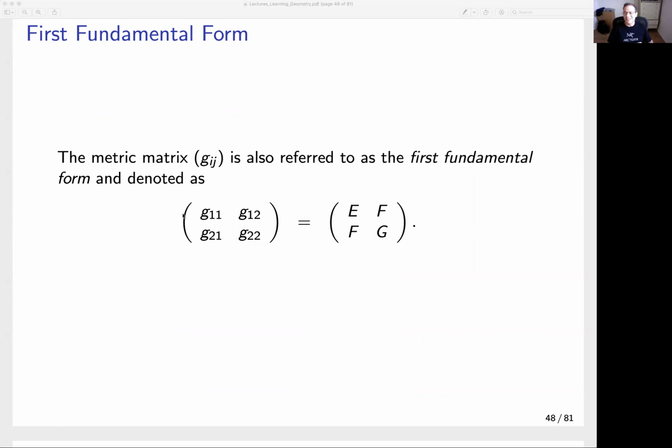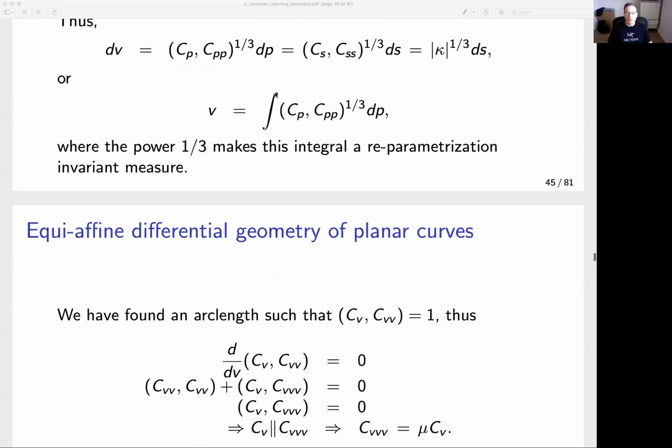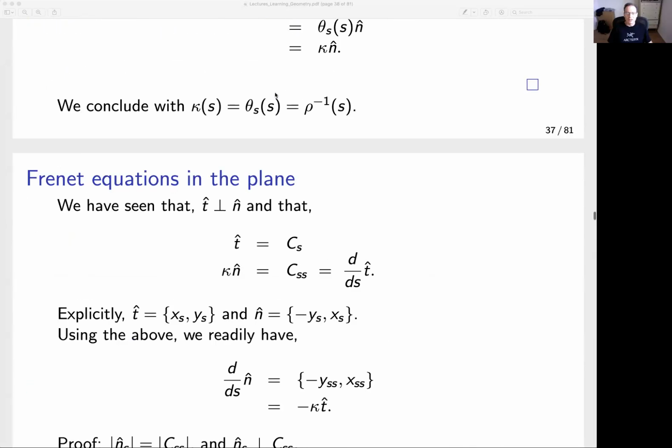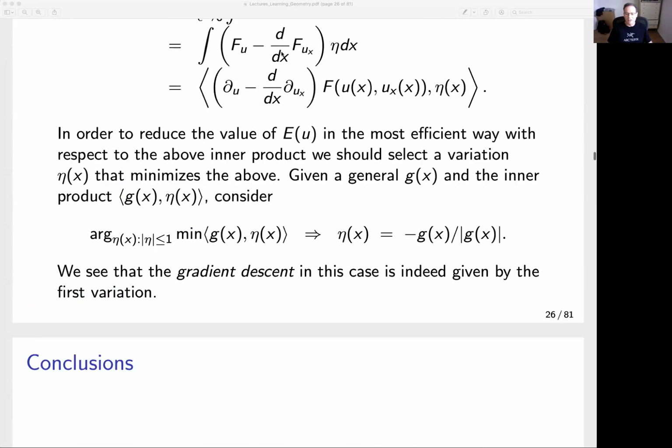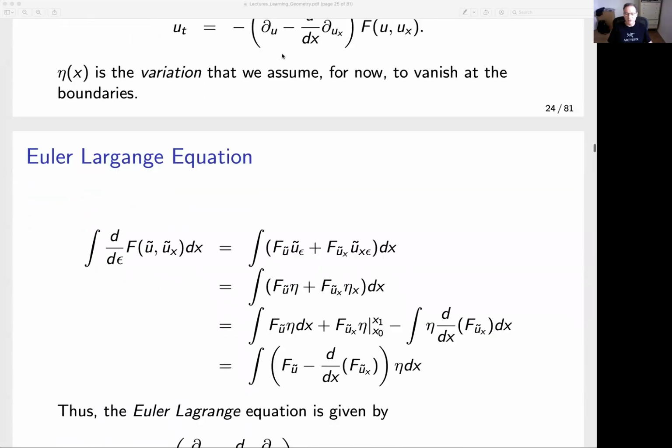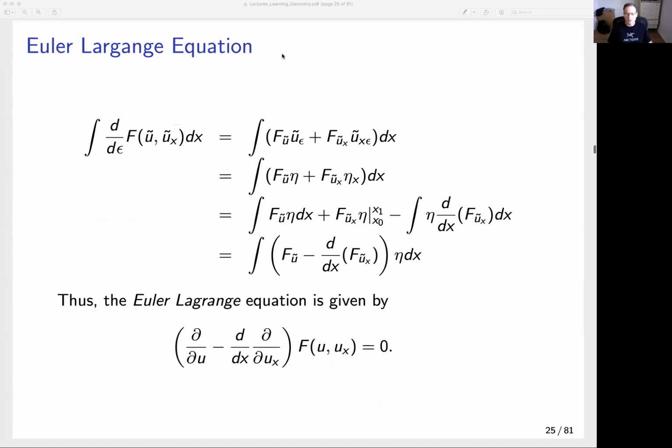Ronnie, I have a question about the Euler-Lagrange equation. I think it was in slide 25. Can you please explain why the term inside the integral, which is not eta, must be 0 and not any function which is orthogonal to eta?